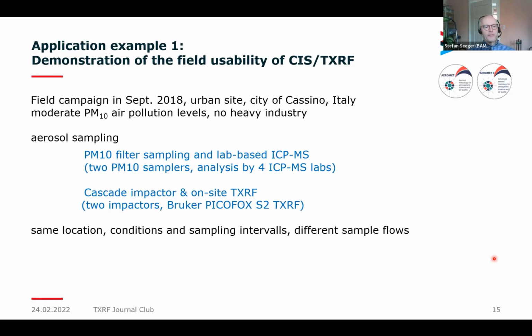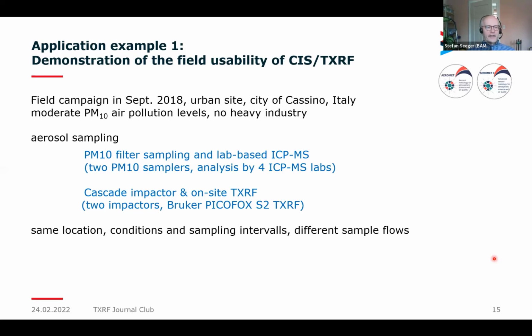We did aerosol sampling by PM10 filter sampling and lab-based ICP-MS. That is the standard way. We actually used 2 PM10 samplers and had 4 qualified ICP-MS labs doing the analysis. On the other hand, we used the 2 impactors, which I've shown before, and did the first measurement with the on-site TXRF device from Bruker, the PicoFox S2.